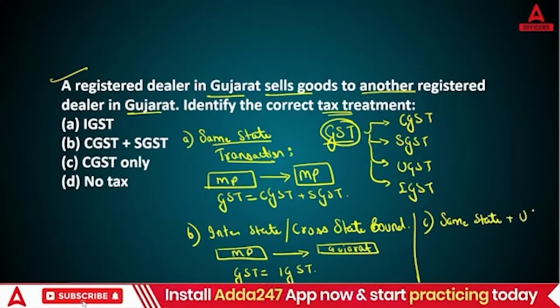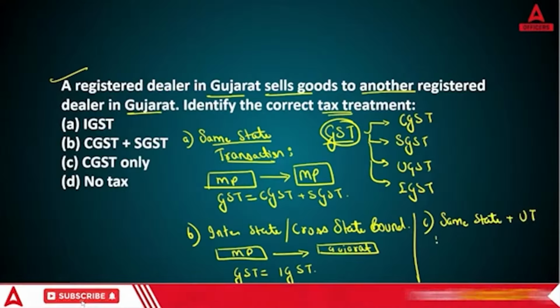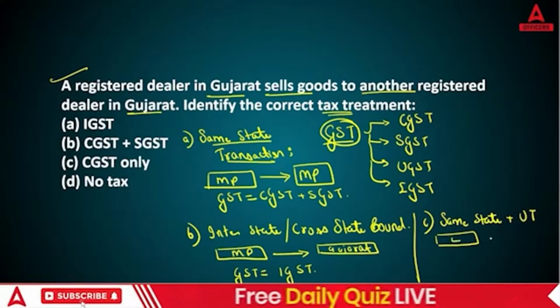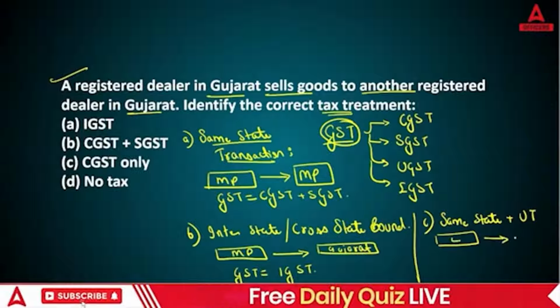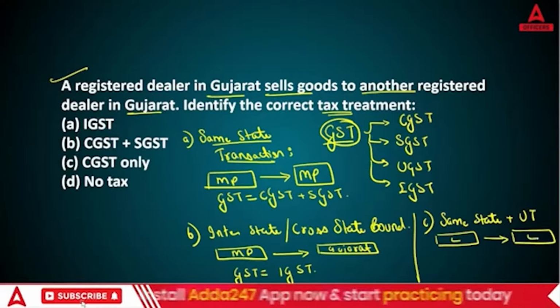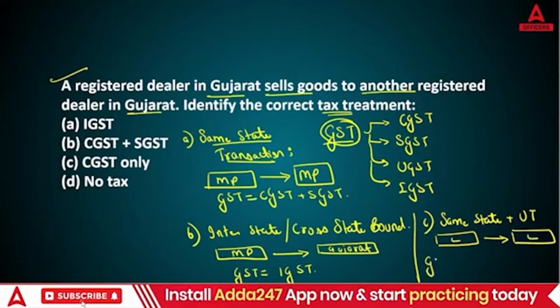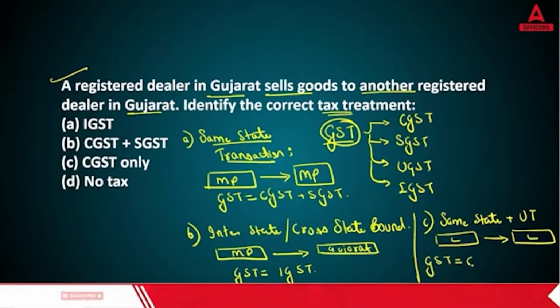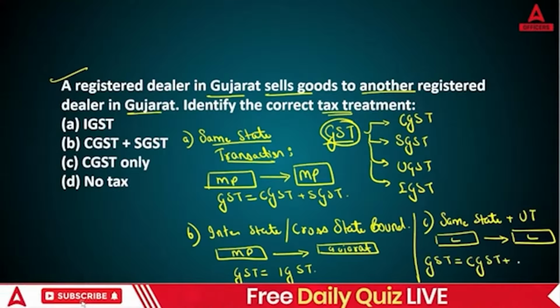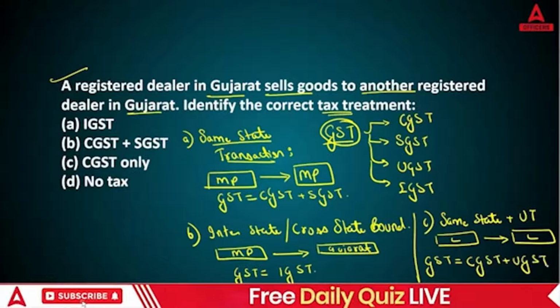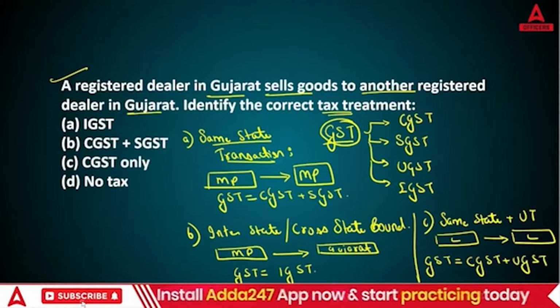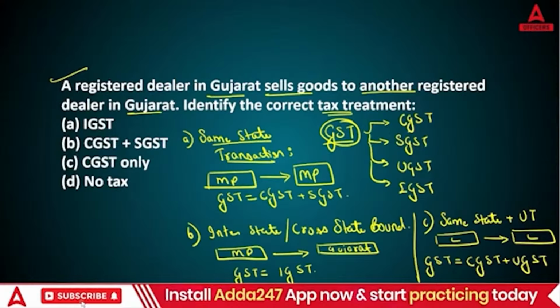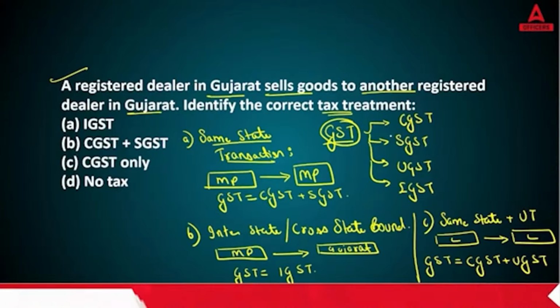Now third condition is same Union Territory. For example, you are transferring from Ladakh. Seller is also from Ladakh, and buyer is also from Ladakh. In this case, you are going to charge GST equal to CGST plus UGST. So these are the three conditions for how you can charge these different types of taxes under GST.